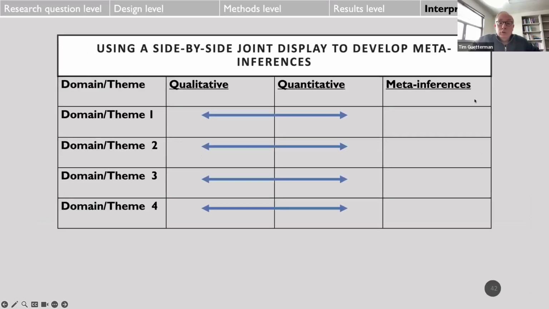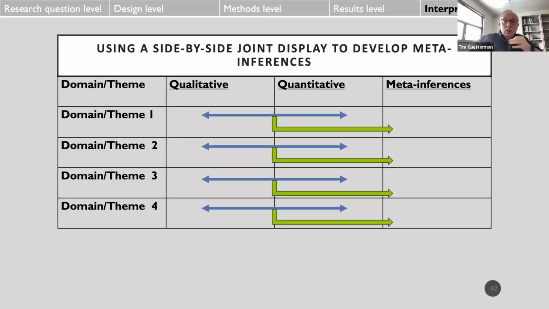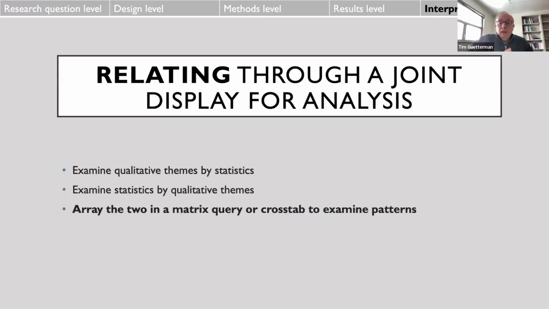But the analytical process, or the intellectual process, is kind of like this. You're looking at a common domain or a theme and looking at, for that common domain, what are your qualitative results? What are your quantitative results? And then using that to think about what are meta inferences that could result from that. So finally, another type of integration is through more relating. So I think of this as looking at patterns of themes by statistics and vice versa. So it's another type of merging, in my opinion.